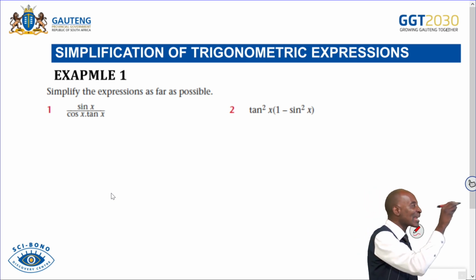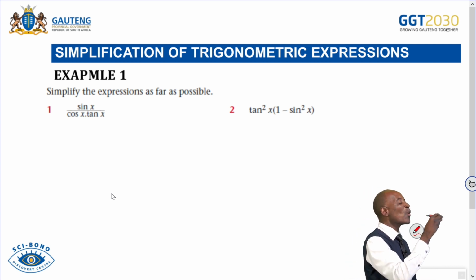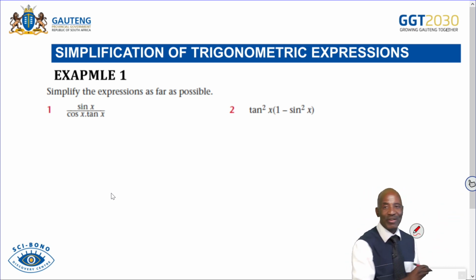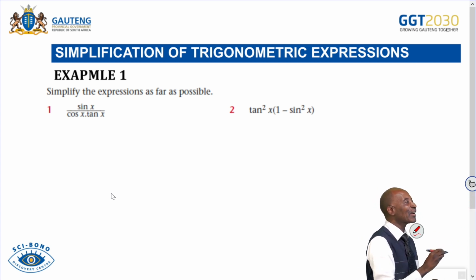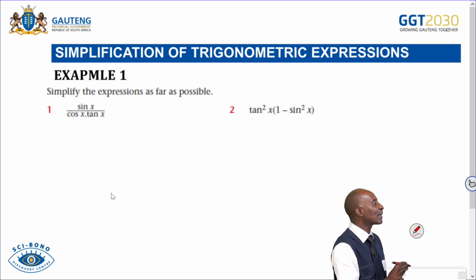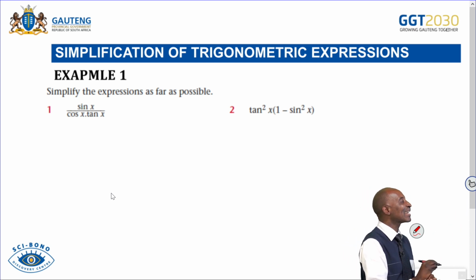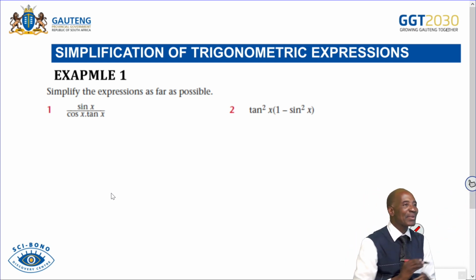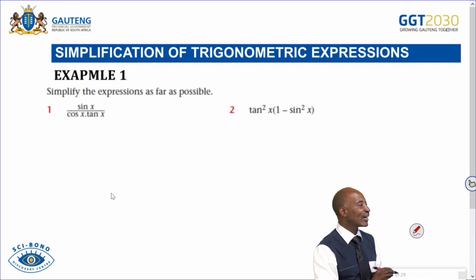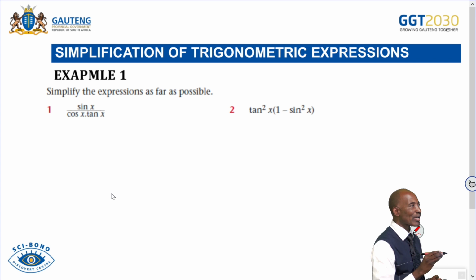You need to replace some functions here and write them using their equivalence. So we can already see here we have sine x divided by cos x times tan x. This question can be answered in 2 ways. We are going to have a look at both ways. Right, let's have a look at the first question.